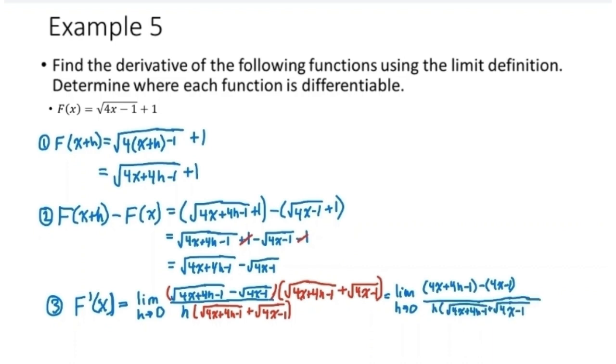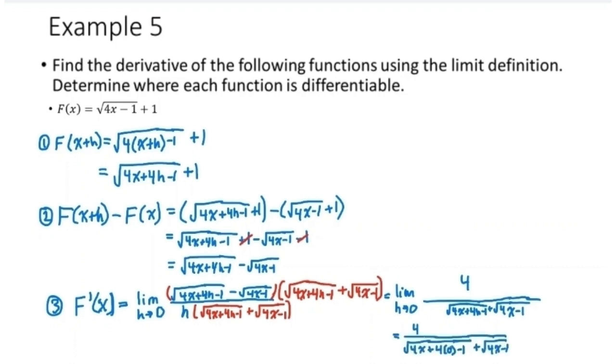From there, we would simplify the numerator by distributing and canceling out like terms. After we do, we would see that the 4x minus 1s would cancel, which would leave us with a numerator of 4h. Then we can see the h's cancel, which is what we want to see, which leaves us with taking the limit as h approaches 0 of 4 over the square root of 4x plus 4h minus 1 plus the square root of 4x minus 1. Now we can use direct substitution by replacing h with 0.